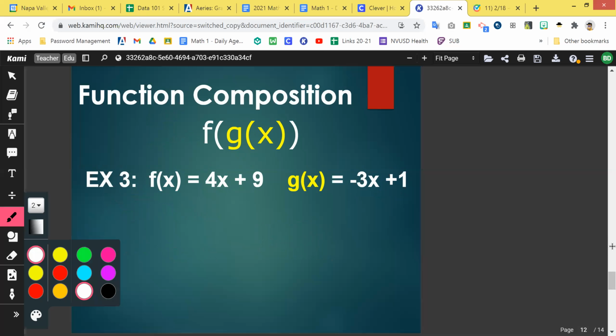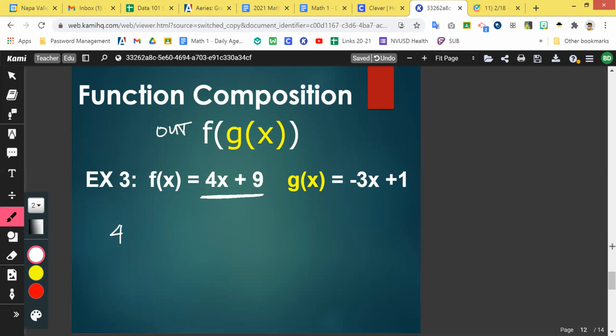So we have our outside function, which is f. So again, outside, I'm going to be starting by writing down this function. Instead of x, I leave parentheses. So 4, parentheses, plus 9.